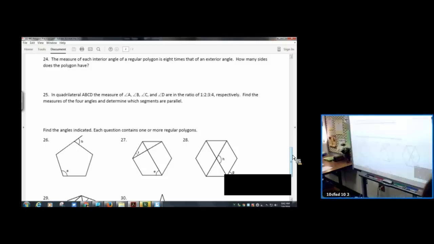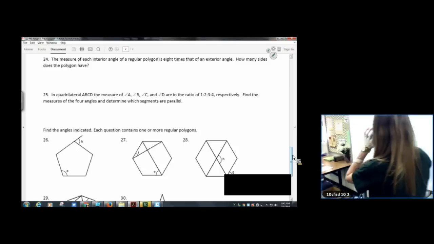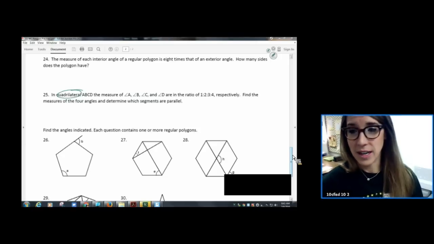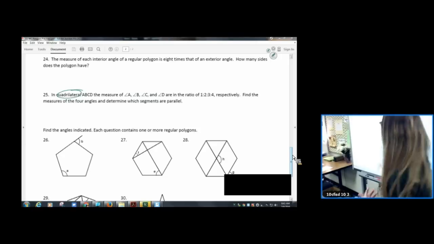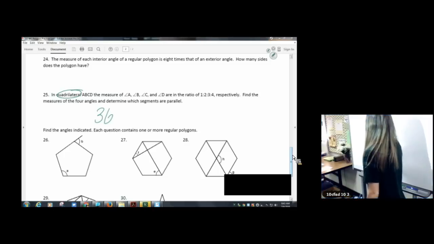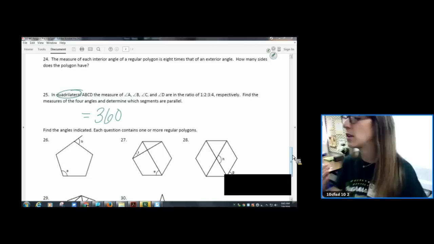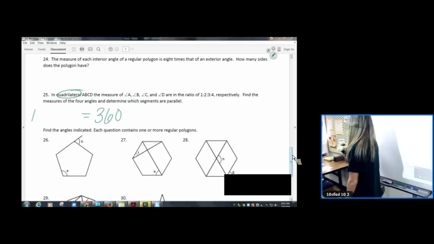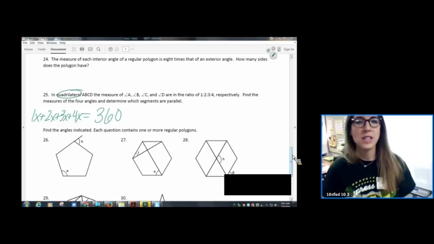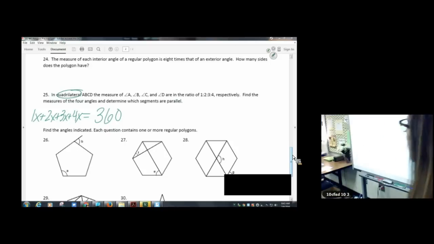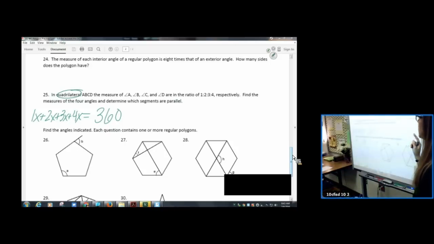Number 25. We know that we have a quadrilateral. You probably already memorized this one. The angles of a quadrilateral add up to 360. This is a lot like the warm-up. They are in the ratio of 1 to 2 to 3 to 4. So we're going to do what we did on the warm-up. 1x, 2x, 3x, 4x. Do that every time you see the word ratio. Attach an x to it and add them up. Okay? So how many do we have? Let's see. 4, 5, 6, 7, 8, 9, 10.